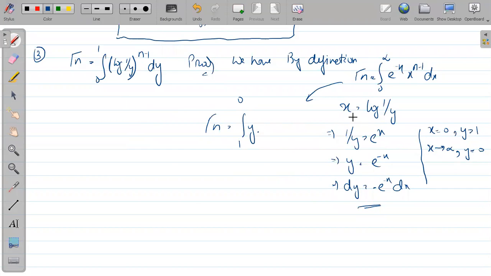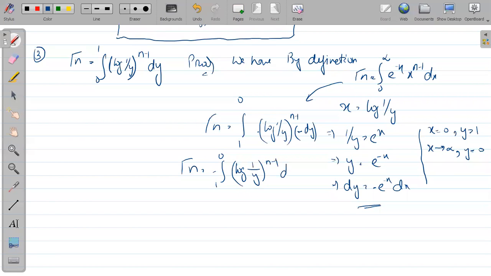X to the power n minus 1 will be changed to log 1 by y to the power n minus 1. Correct? Am I right? Dy will be changed, and dx will be changed to what? Dy only. No need to write this part, because minus of dx is minus dy. This minus I am writing in the front. Log of 1 by y to the power n minus 1 dy.